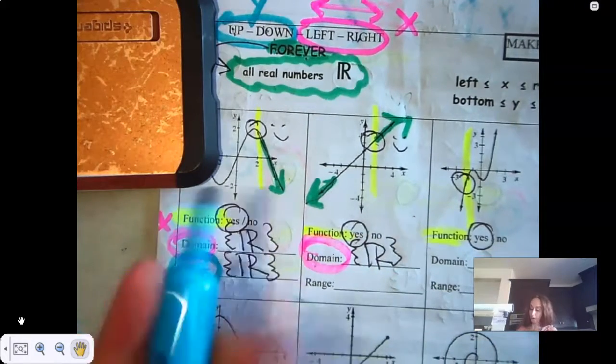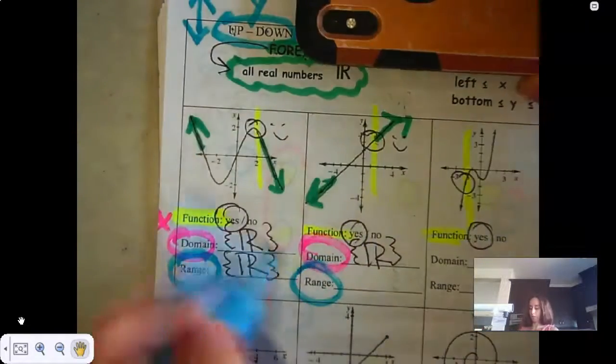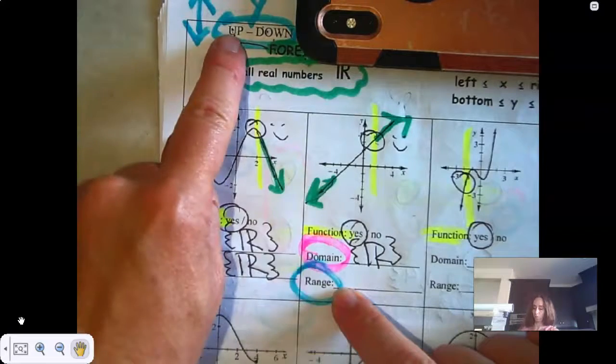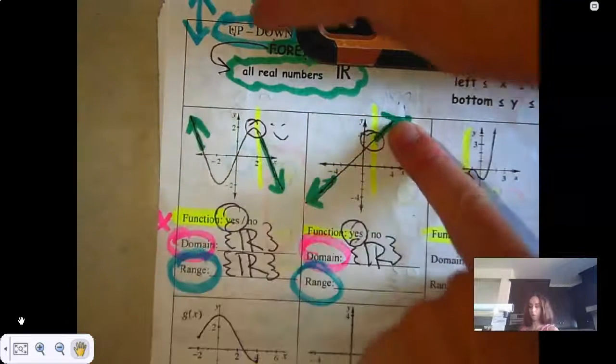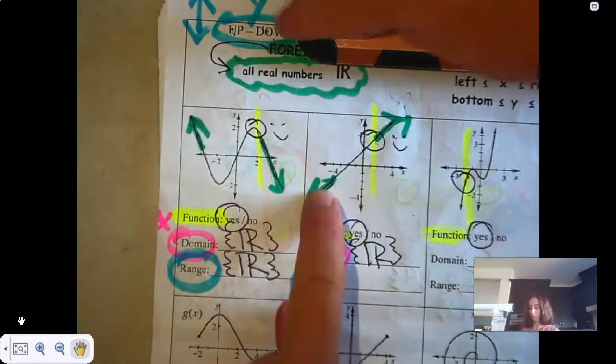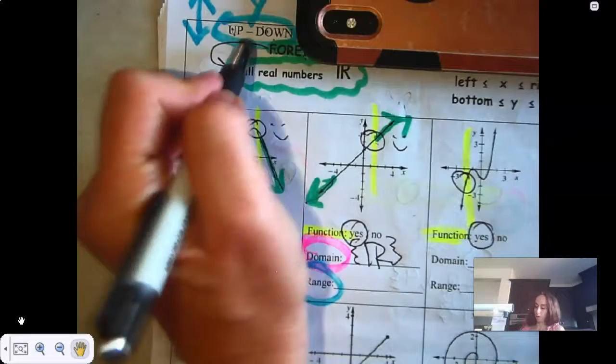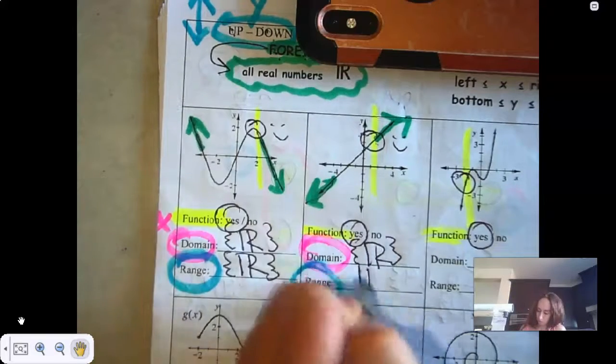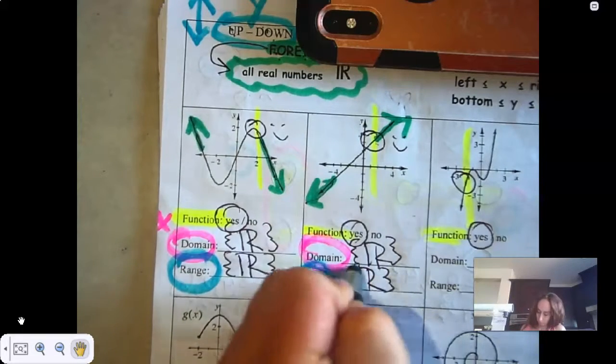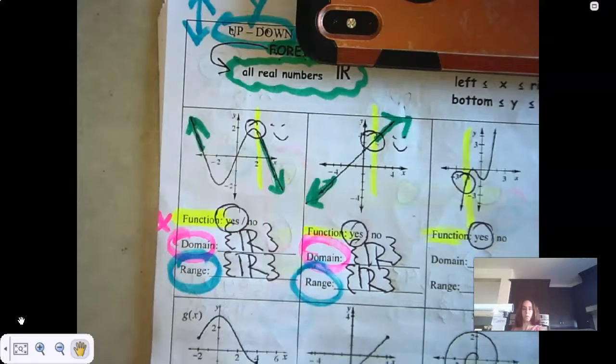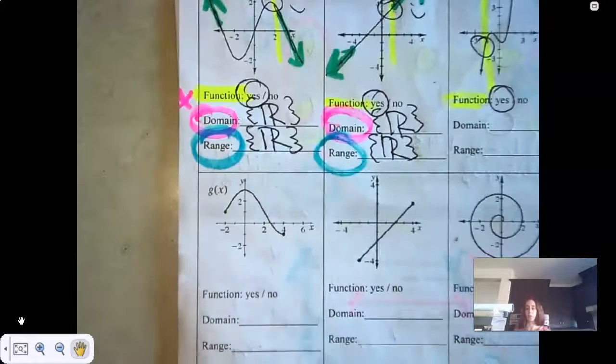And now I look at the range. And when I'm dealing with range, I say up or down. This is going forever up. This is going forever down. Forever up, forever down. All real numbers. Okay? Let's look at this one.